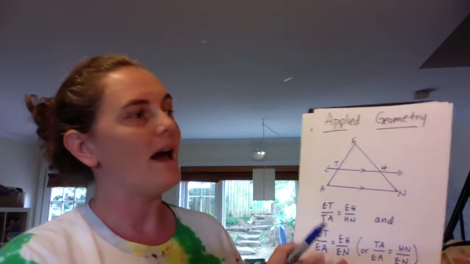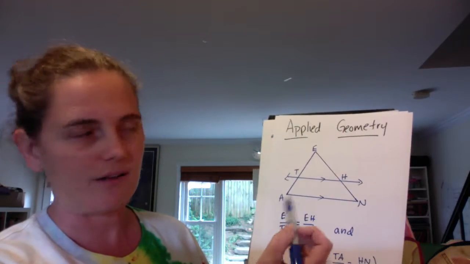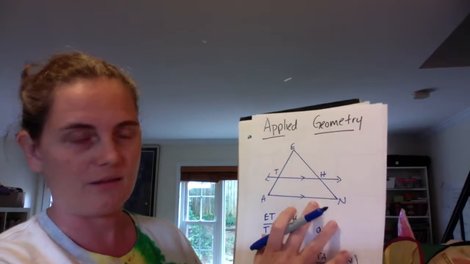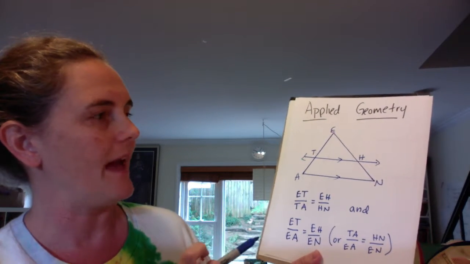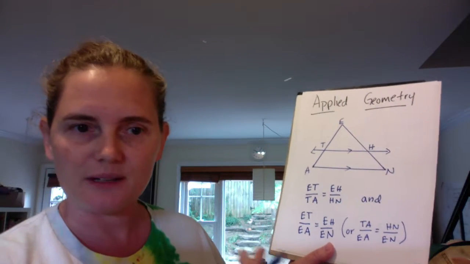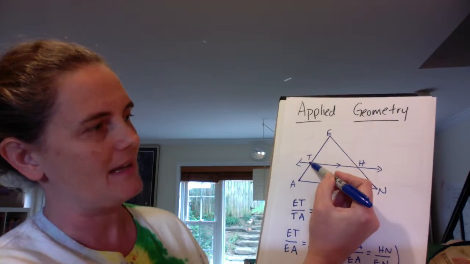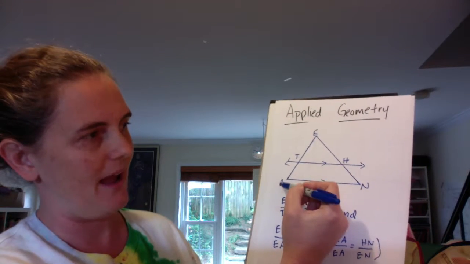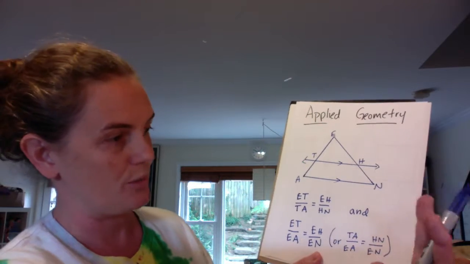Okay, so what this says is that if you have a triangle here, and you've got a line that's parallel to it that goes through the triangle, intersecting both other sides, then it sets up these really cool proportions. All right, it says that that segment ET is to TA as EH is to HN, which is pretty cool.